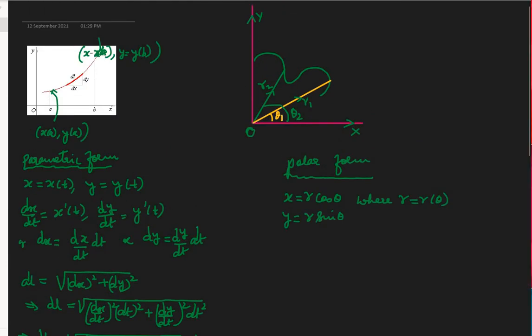Now in polar form we have this representation: x is equal to r cos theta, where r is a function of theta, and y is equal to r sin theta, where again r is a function of theta. Now in this case we have to find the arc length from this point to this point, that is, from this portion to this portion.